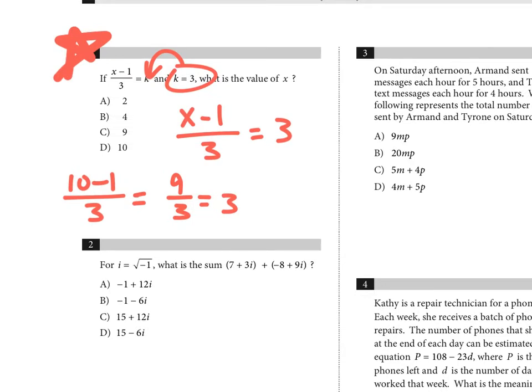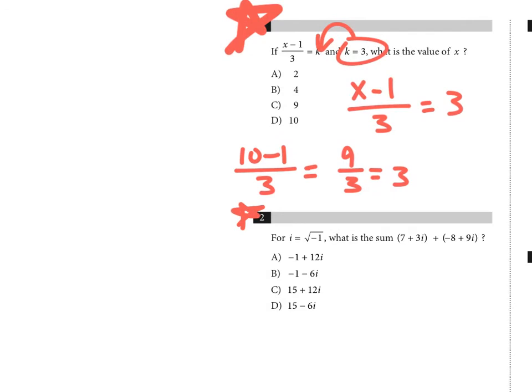Number 2. This is one, if you're in Algebra 2, you should be able to do. If you're in Algebra 2, I would put that. If you are not in Algebra 2, this should have been a big fat X, okay? It is A. All you're doing here, guys, is just combining like terms. 7 minus 8 is negative 1. 3 plus 9 is 12.